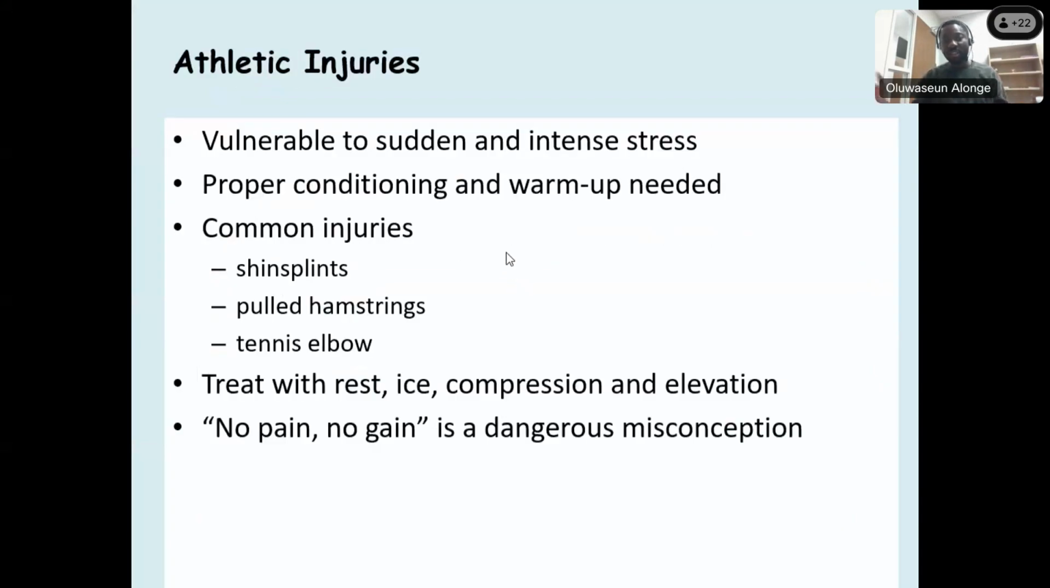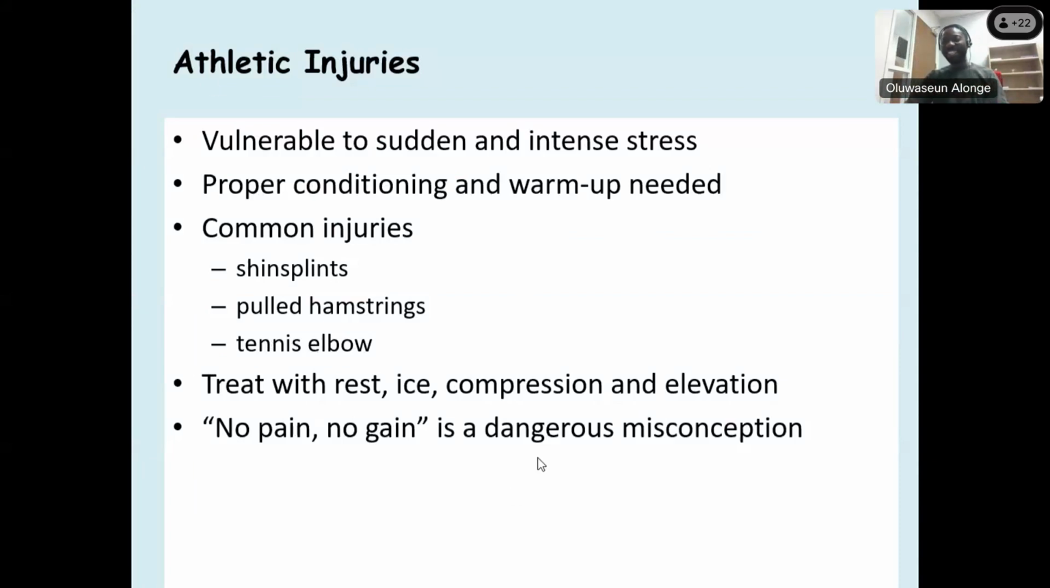When athletes are injured, they are obviously vulnerable to sudden and intense stress because of the level of the activities. The major injuries are shin splints, pulled hamstrings, which is most common most of the time, and tennis elbow. The way they treat it is with RICE. RICE is rest, ice, compression, and elevation.